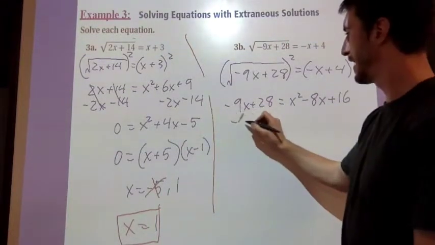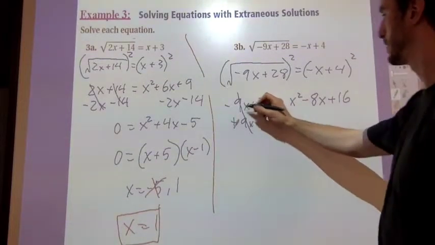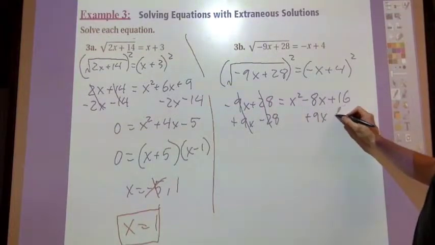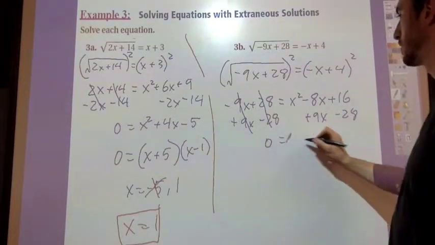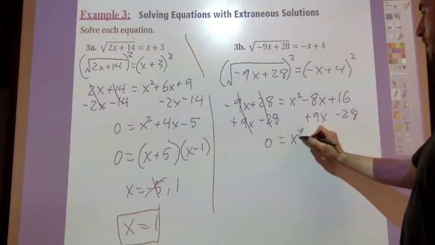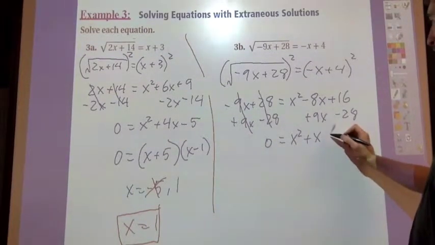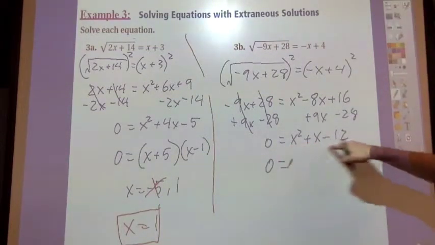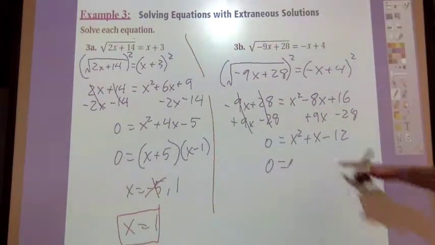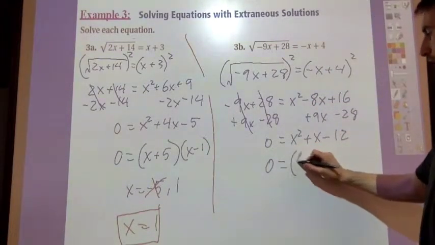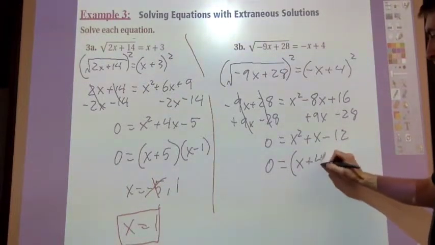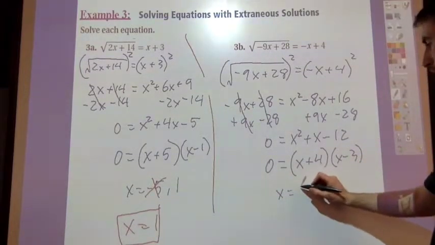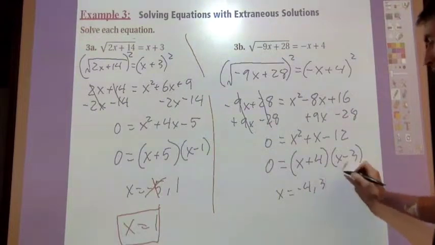Combining like terms, so I'm going to add 9x to both sides. And then I'm going to subtract 28 from both sides. And I have 0 equals x squared plus x minus 12. So I factor that, and we've got x plus 4 times x minus 3. X equals negative 4 and positive 3.